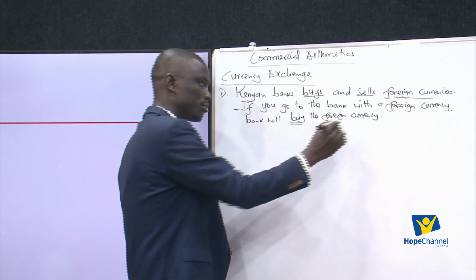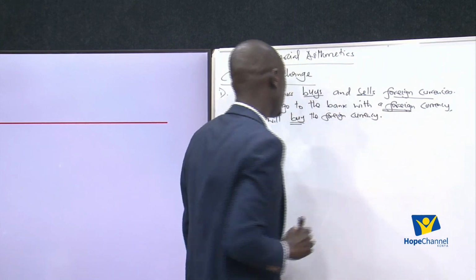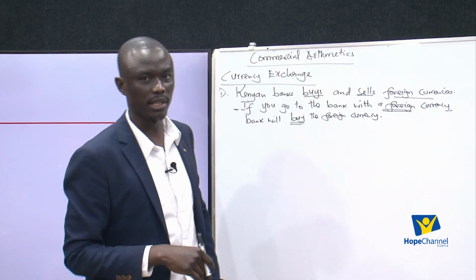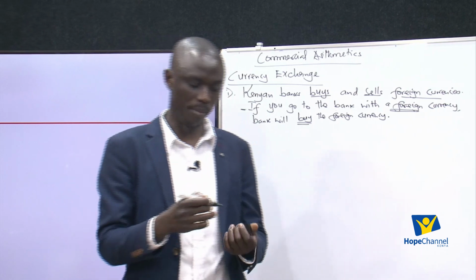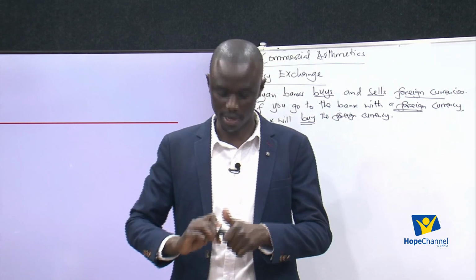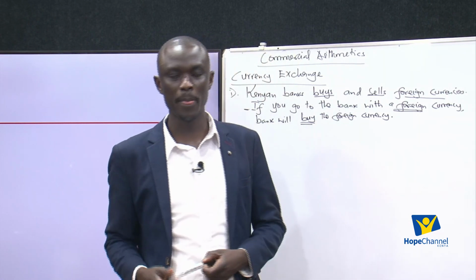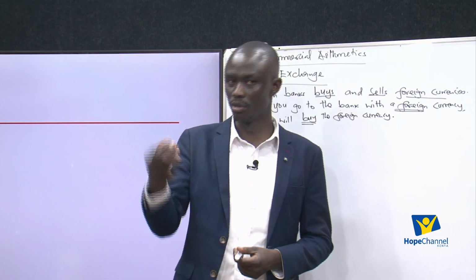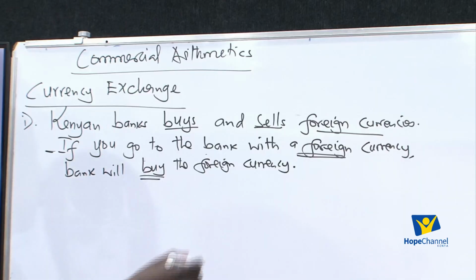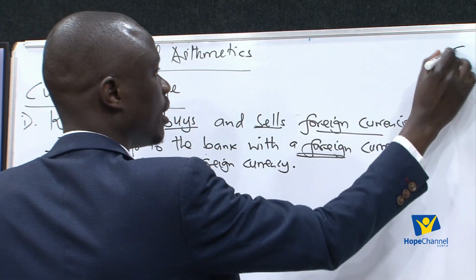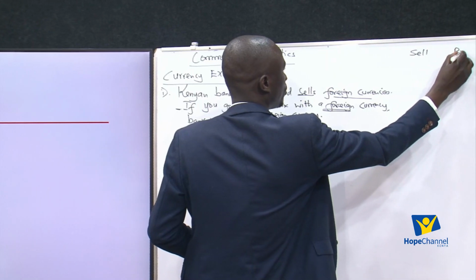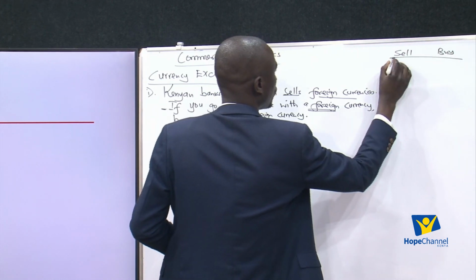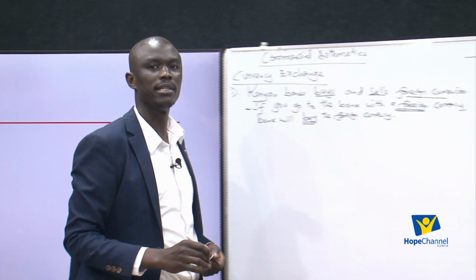So if you go to the bank with a foreign currency, the bank will buy. Meaning that your friend from America came and gave you some dollars. Now you want some shillings. So you take the dollars, you go to the bank. The bank always has a table like this one. Anytime you go to the bank, you will find buying and selling.